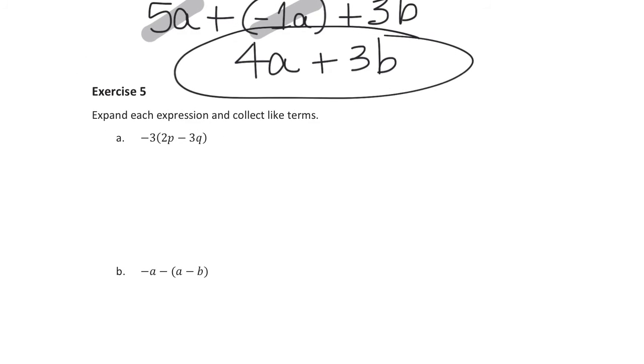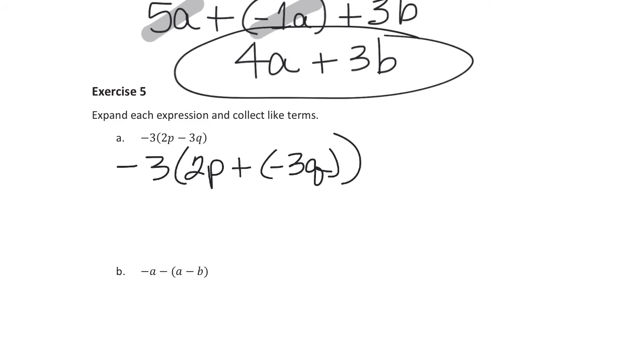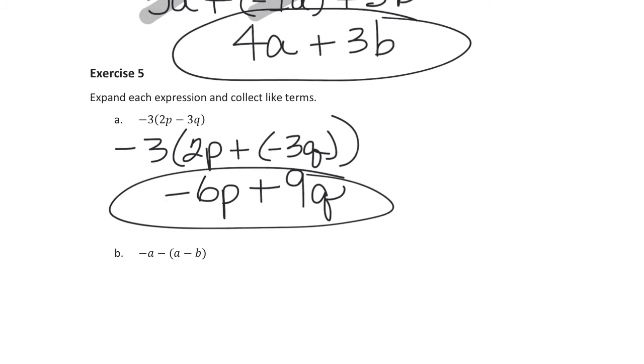On the next one, it says expand them. That means change our subtraction to our addition, and then collect similar terms. So I have 2p plus negative 3q in the parentheses. So now that I've rewritten subtraction as addition, I'm going to multiply through. Negative 3 times 2p is negative 6p, plus a negative times a negative is positive, so I end up with 9q. P and q are different letters, so I cannot combine those terms, so that's my answer.